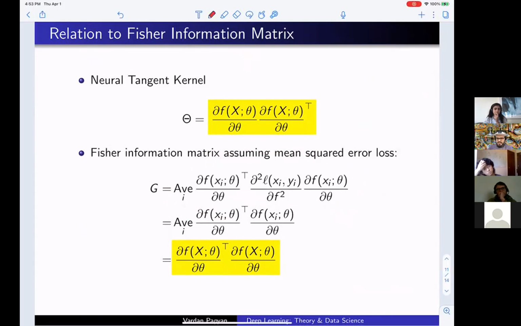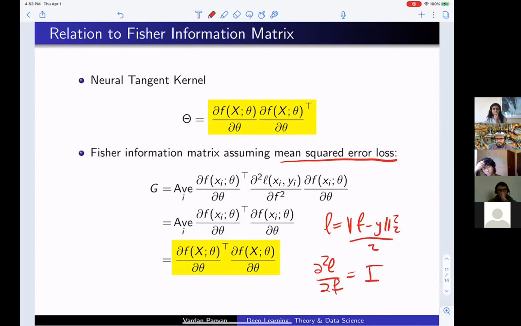Now, assuming that we're using MSE loss, the loss is equal to the L2 norm of f minus y, squared, divided by 2. And so the second derivative of the loss with respect to f is just equal to an identity. So this whole thing is meaningless, right? The second derivative of the loss with respect to the logits is an identity. And what you get is df/dtheta transpose times df/dtheta. So notice that this quantity is the same as this, except the order is switched. Some people like calling these companion matrices.